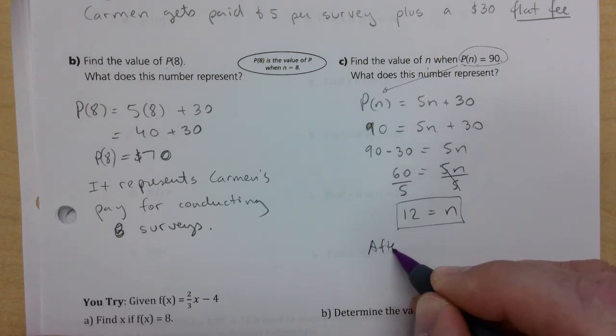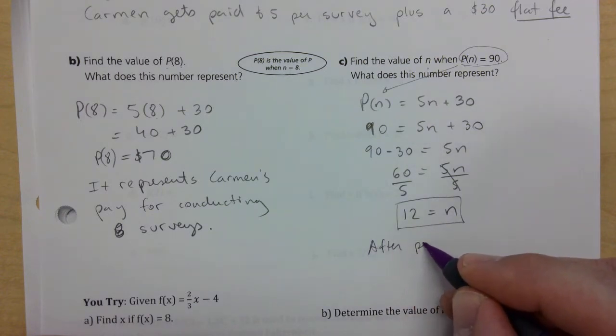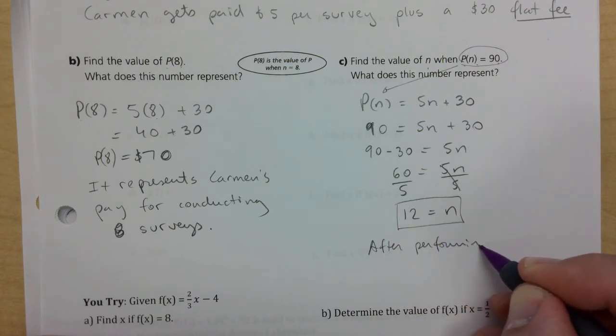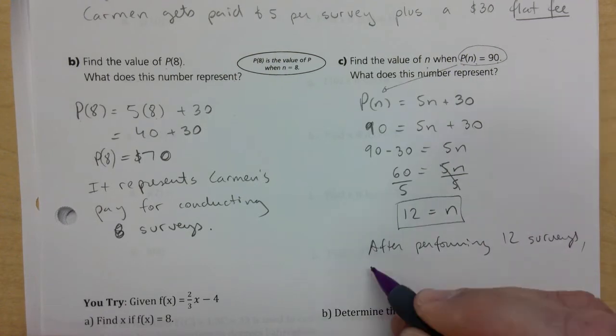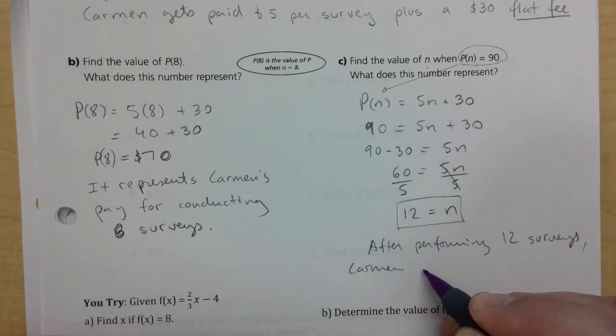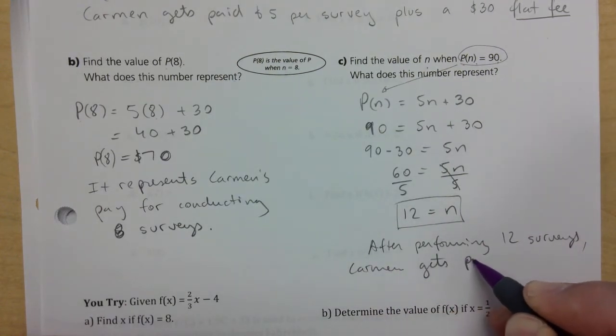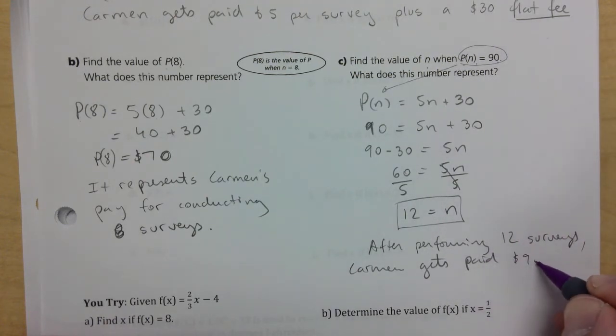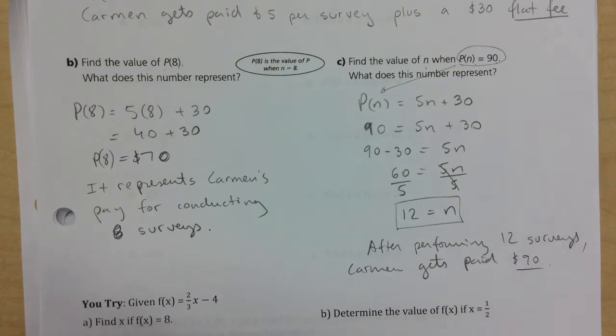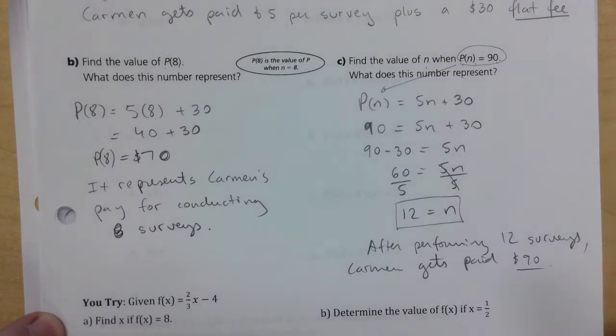After performing 12 surveys, comma, Carmen gets paid $90. So just look at what the context represents and try to explain what it is that you solved, okay? So this is, here we have fractional.